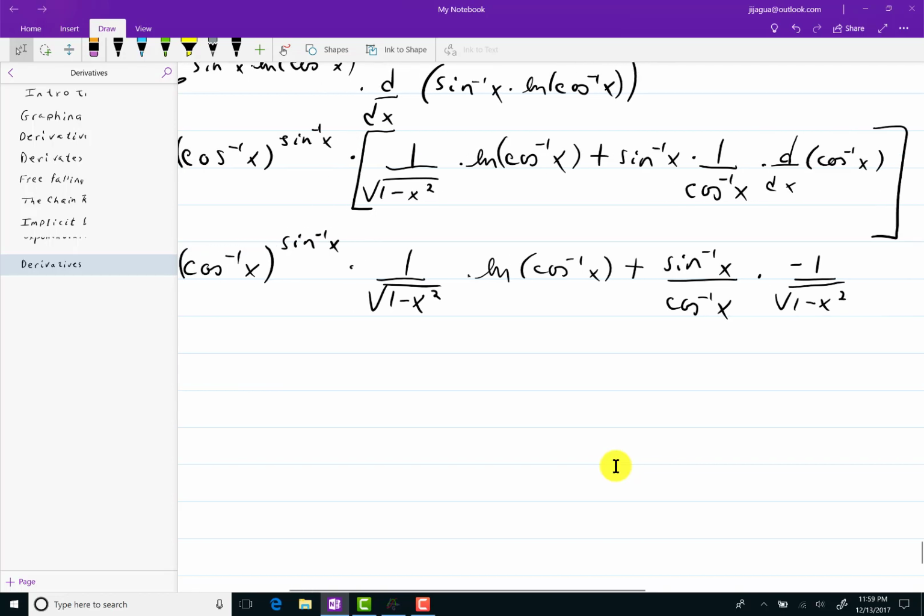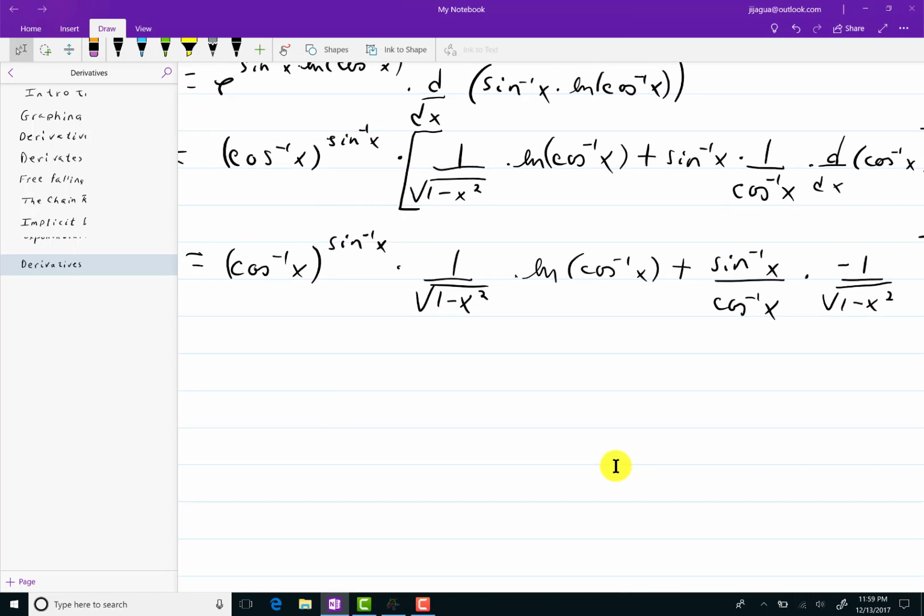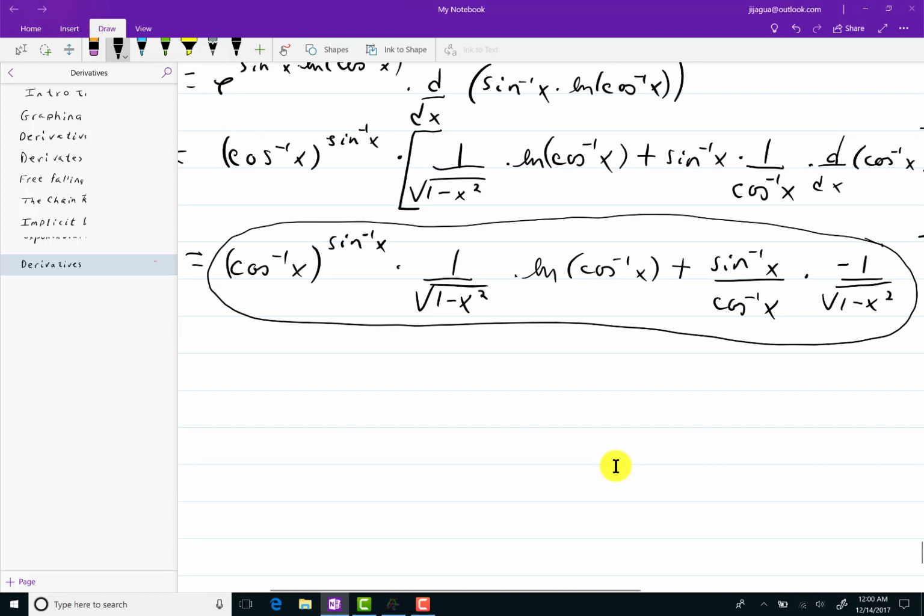And there you go. That ugly old thing. If I were writing official answers for a test or something, I might combine these fractions. I might combine this stuff all into one, whatever.